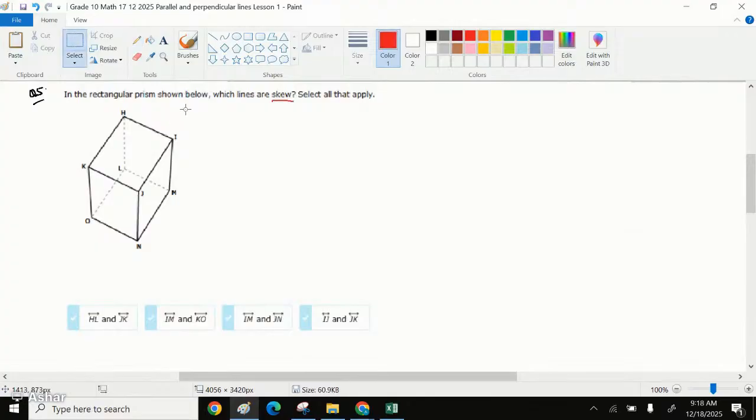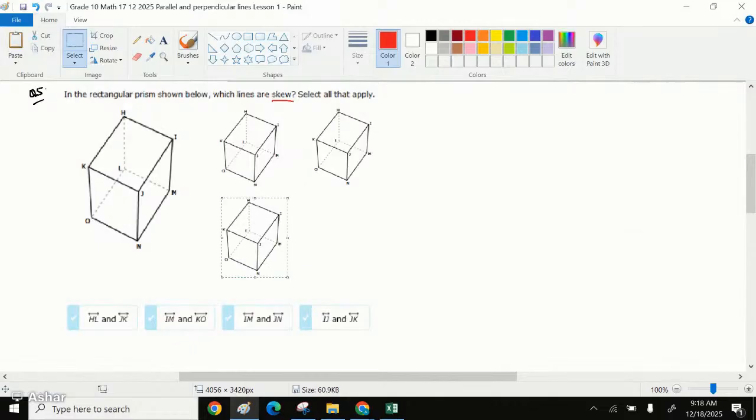So let's copy the diagram and make a few copies, at least 4 copies: 2, 3, and 4. I'm making 4 copies because there are 4 parts. We need to check 4 sets of lines. Okay, so in this case, we need to find skew. The first part first, HL and JK.